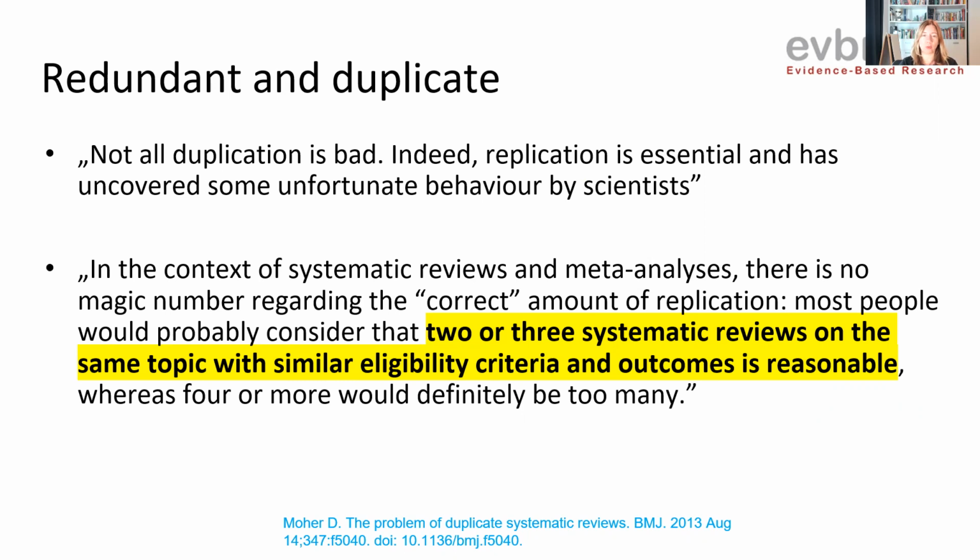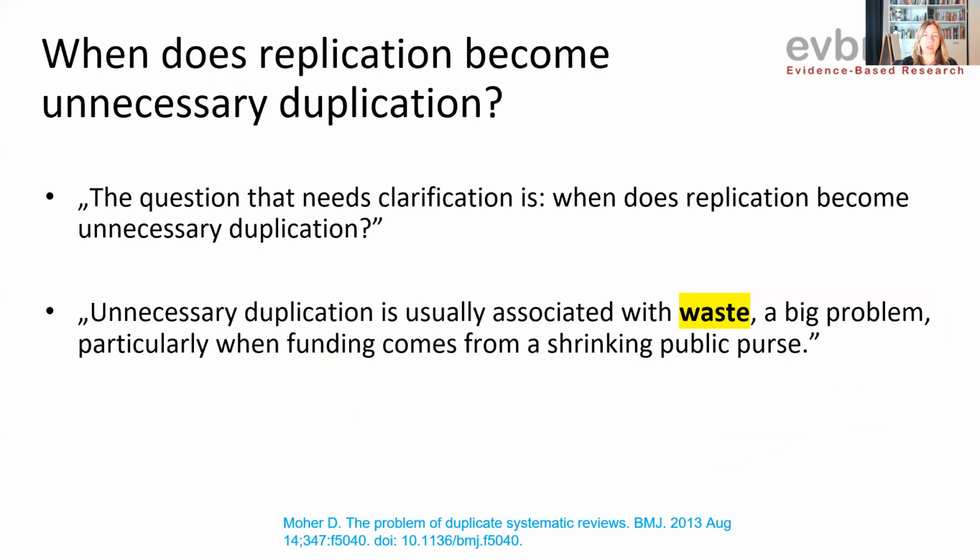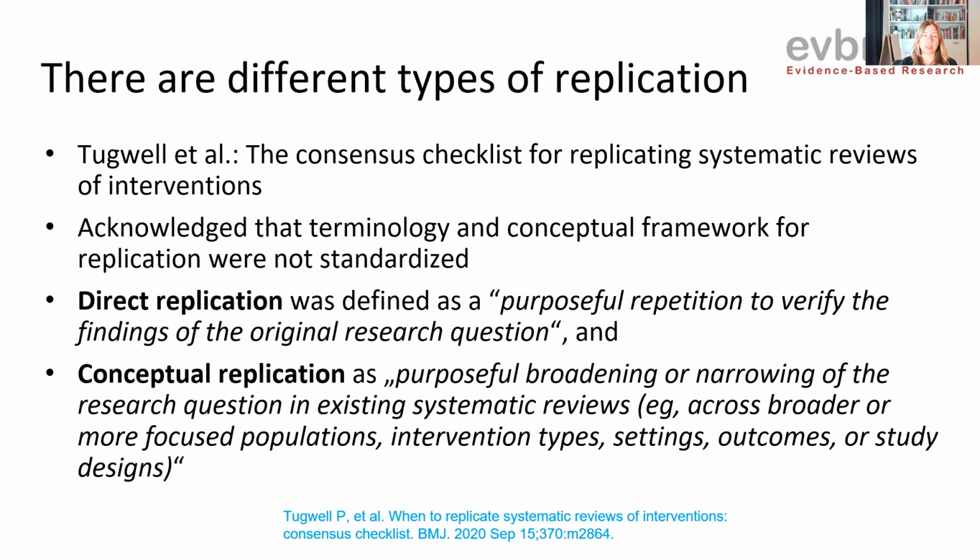Moore also wrote that in the context of systematic reviews and meta-analyses, there is no magic number of what should be considered the correct amount of replication. His proposal was that most people would probably consider that if you have 2 or 3 systematic reviews on the same topic with similar eligibility criteria and outcomes, this could be reasonable, whereas 4 or more would definitely be too many. There's also a very relevant question posed by Moore: when does replication become unnecessary duplication? He also highlighted that unnecessary duplication should be considered research waste, which is a problem also from the funding perspective.